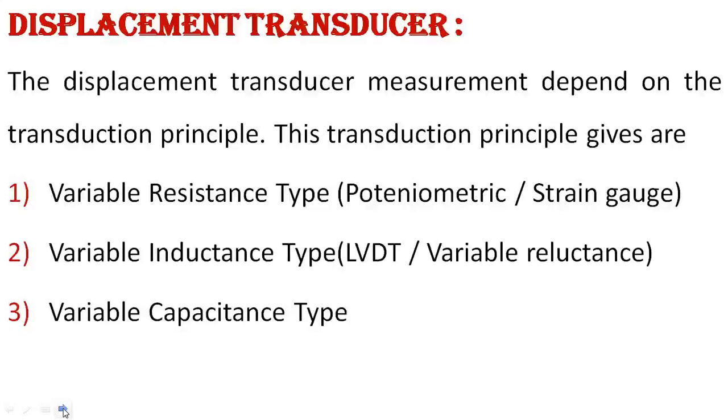This transduction principle gives three types. The first one is the variable resistance type, that is called resistive. The second one is the variable inductance type, that is called inductive, and the third one is the variable capacitance type, that is capacitive. So these three, resistive, capacitive and inductive, are the three transduction principles used in a displacement transducer for measurement of displacement. In variable resistance types, mostly a potentiometer or strain gauge is used, and in variable inductance types an LVDT and variable reluctance sensors are used.